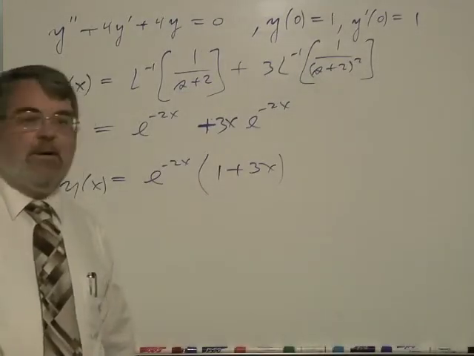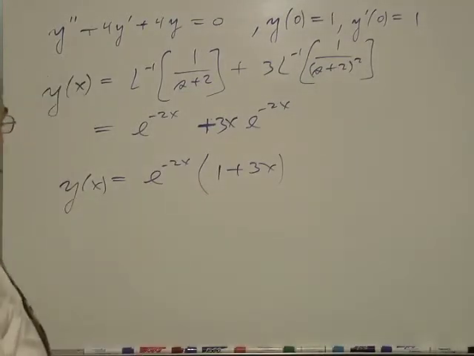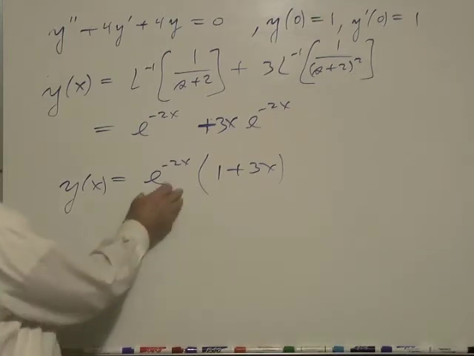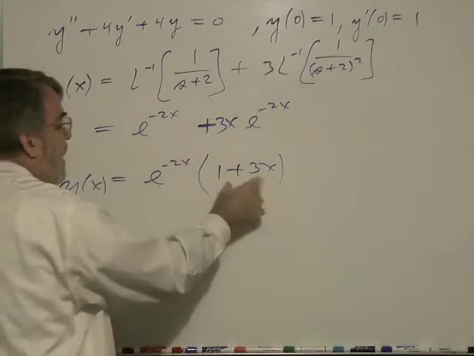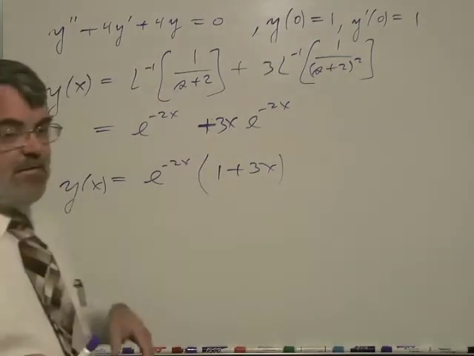So we have the final form of our answer here. y of x is going to be e to the negative 2x. I factor that out, so I left 1 plus 3x. There we go. And it's correct.